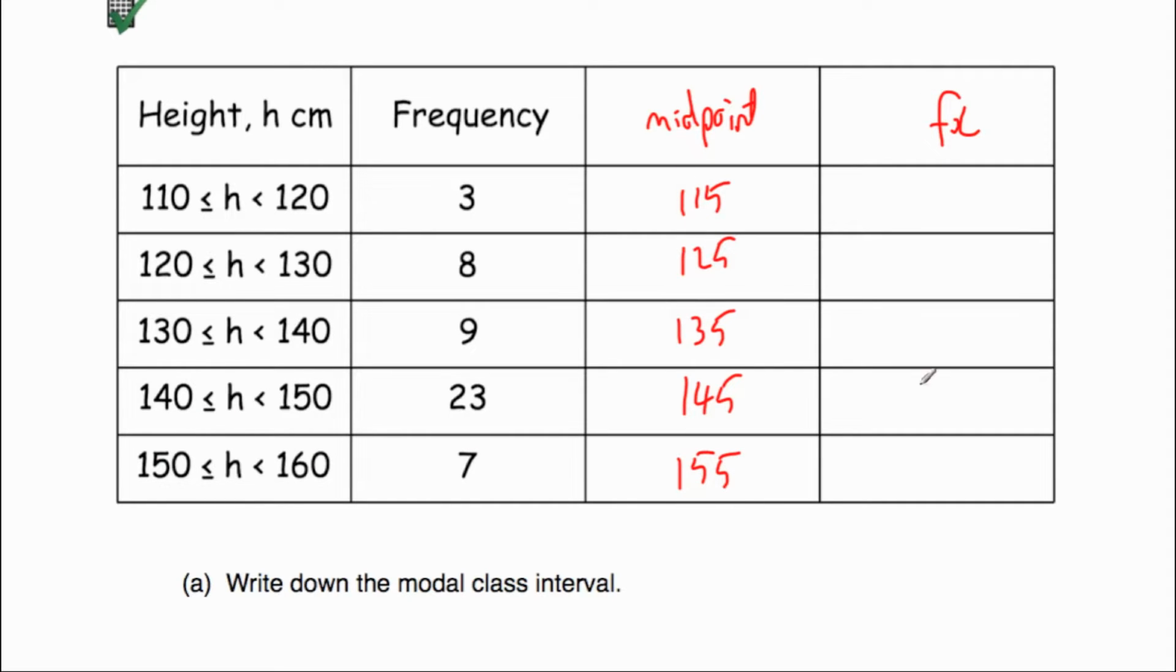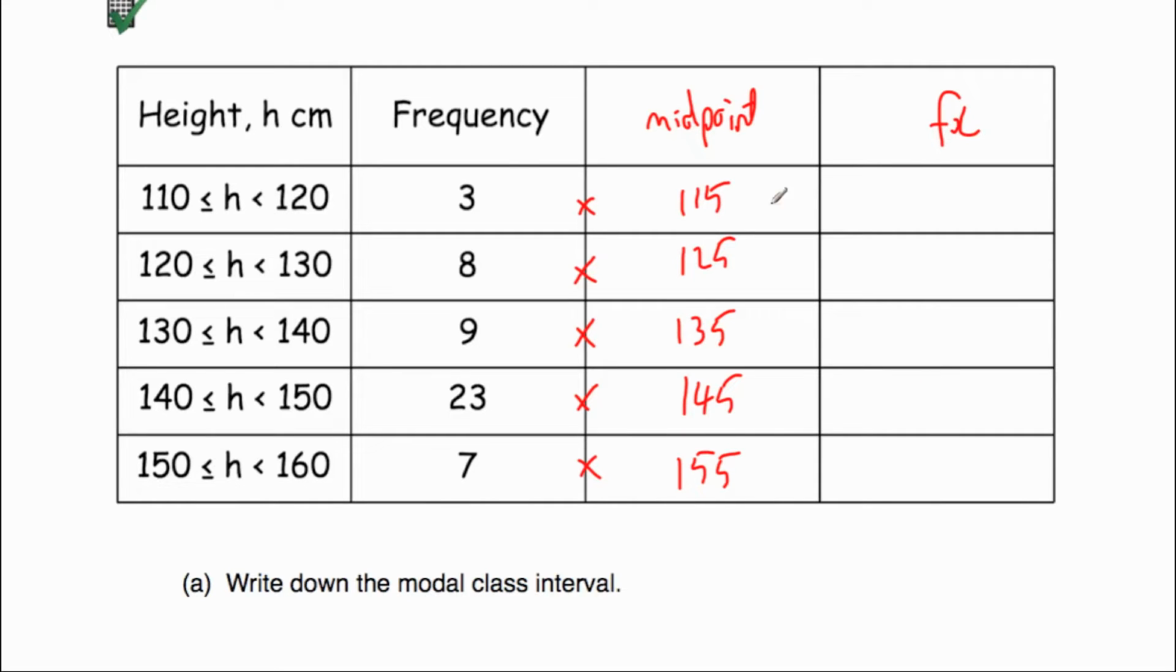Now we need to find our fx. And remember, we have got our frequency of 3, and that means that we've got 3 students with a height between 110 and 120. We're going to let their height be 115, and we've got 3 students with a height of 115. So if we multiply 115 by 3, we will find our estimate for the height of those 3 students. And we will do that for all the class intervals, and then we will find our fx values. We'll add those up to get our estimate for the total height of all the 50 students, and then divide that by the total frequency.